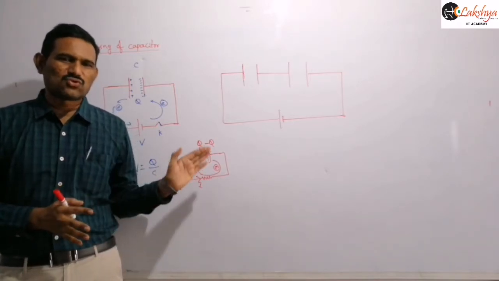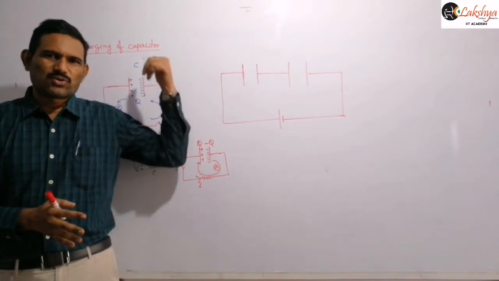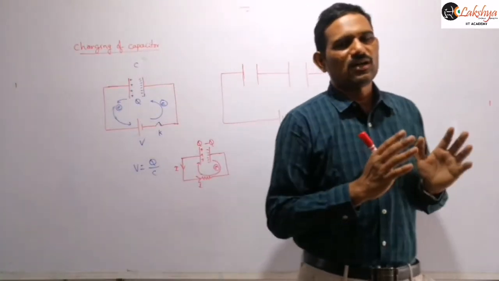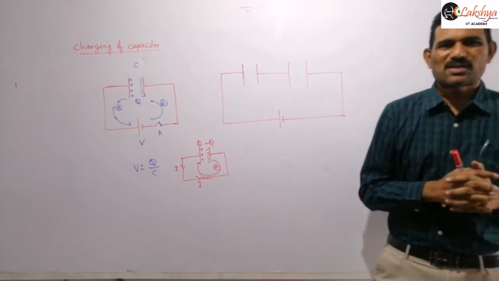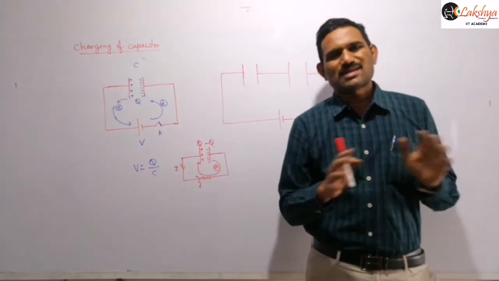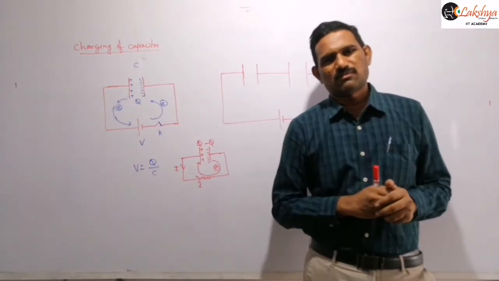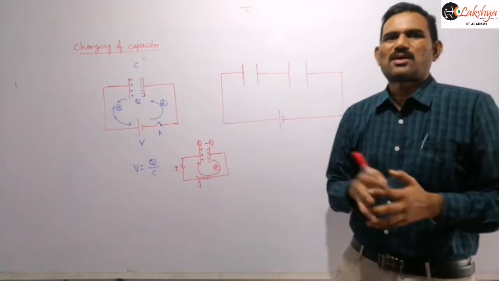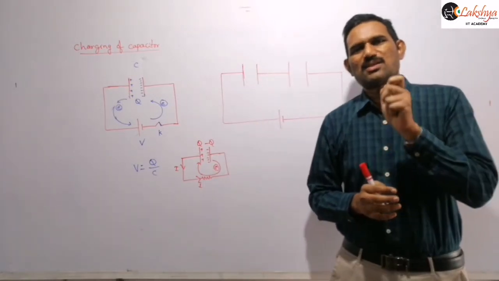So that means only during the discharging or during the charging, in that case only current will be there through the path where the capacitor is connected. So once charging and discharging are completed, that is said to be the steady state. Once the charging of the capacitor is completed, then it is said to be the steady state.